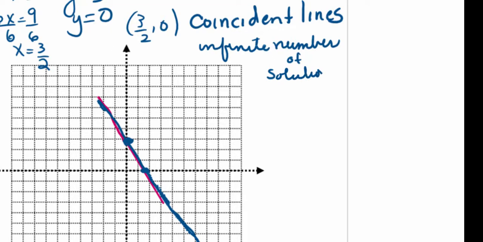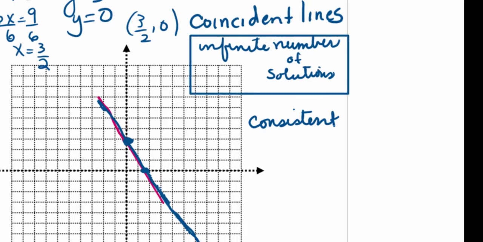So these are the overlapping lines. These are the lines that lie one on top of the other. And we call that a consistent system because we have solutions. We have actually an infinite number of solutions, which are all the ordered pairs that are on those lines. But these two lines are dependent because they basically represent the same graph. Do you see that? So this is a consistent dependent system with an infinite number of solutions.